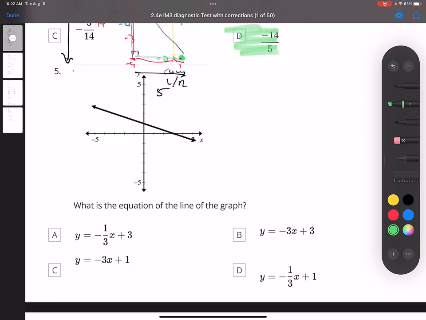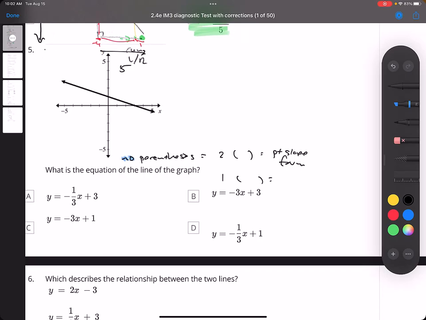Question number 5, what is the equation of the graph? You'll notice that all of these equations have no parentheses. If it has 2 parentheses, that's going to be something called point-slope form. If it has 1 set of parentheses, then you might have what they call kind of like a vertex form.